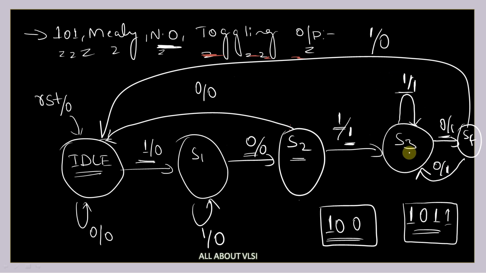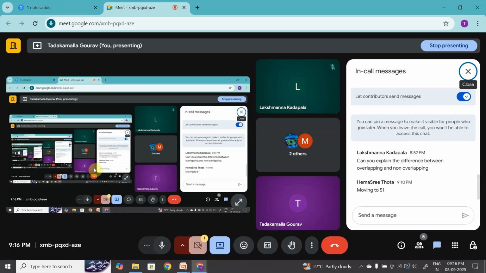If you are in S4 state and you get one more 1, your output will become 0 and you go to idle state. So this is how you deal with it. Is it clear? Any doubts or any queries? Shall we move forward? Any doubts or any queries here?